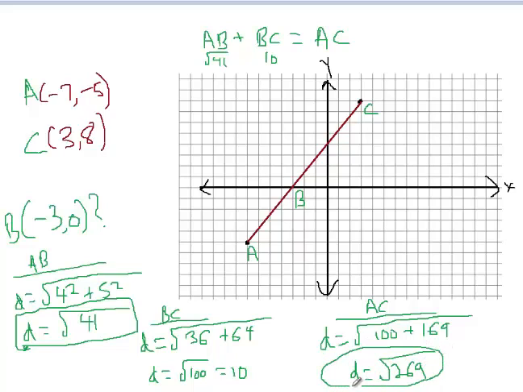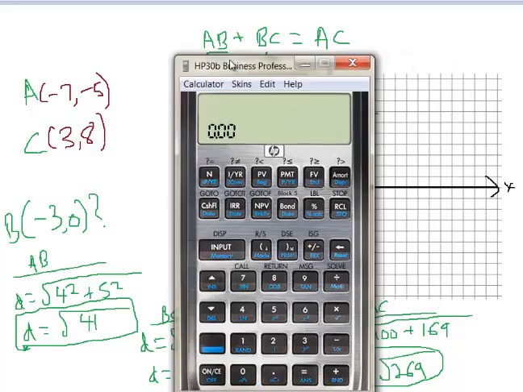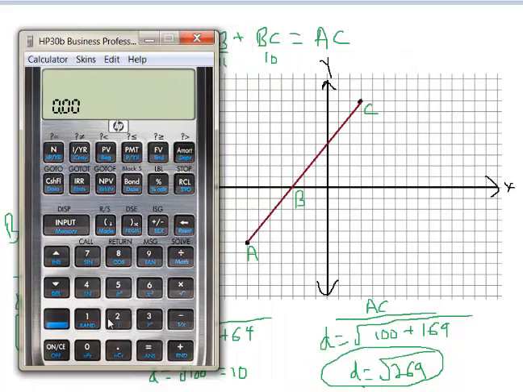So let's see if these two distances are the same. Here we've got the square root of 41 plus 10. Well, okay, let's get out our calculator. Obviously, we're going to have to round it off, but we can see if it's roughly the same. So let's take the square root of 41.